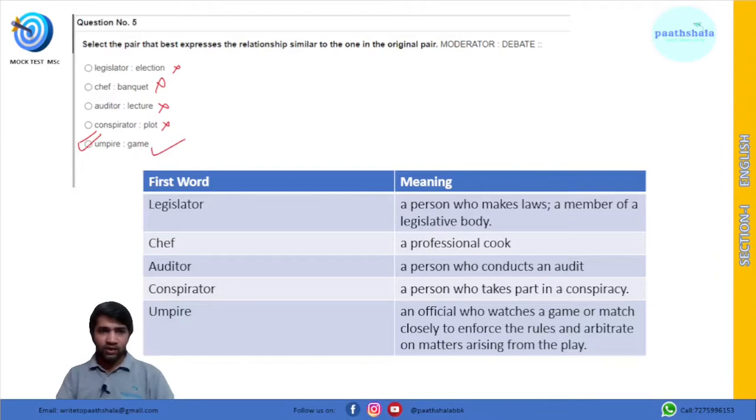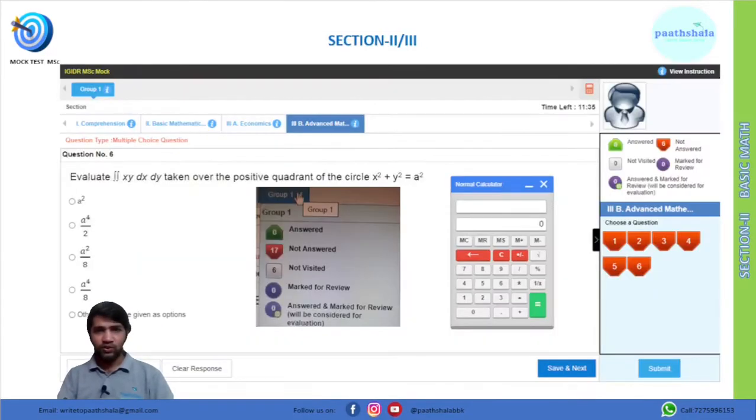Okay, so now let's move to section 2. When you move to section 2, this kind of window appears. Here you can see, as I have told you, when you click on this group option, you'll see this kind of window. You can see answered, not visited, marked for review, and answered and marked for review. This window will give you an overall view of your test. And the rest of the things will be the same as mentioned in section 1.